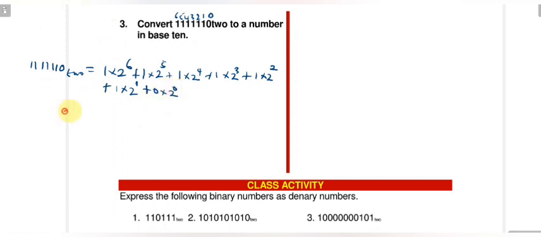So this will be equal to 1 times 2 raised to power 6, and 2 raised to power 6 is 64, plus 1 times 2 raised to power 5, that is 32, plus 1 times 2 raised to power 4, that is 16, plus 1 times 2 raised to power 3, that is 8, plus 1 times 2 raised to power 2, that is 4, plus 1 times 2 raised to power 1, that is 2, plus 0 times 2 raised to power 0, that will be 0. You multiply 0 by any number, that gives you 0. So that's going to give us 64 plus 32 plus 16 plus 8 plus 4 plus 2 plus 0, that's equal to 126 base 10.